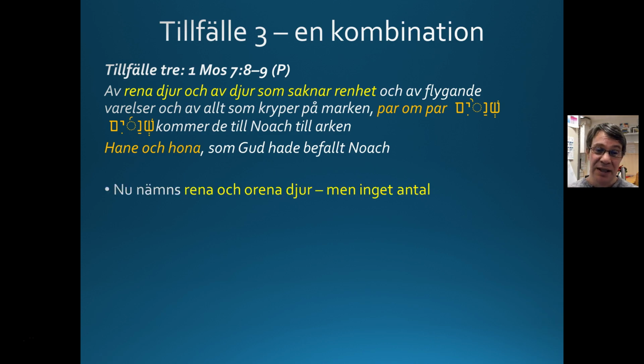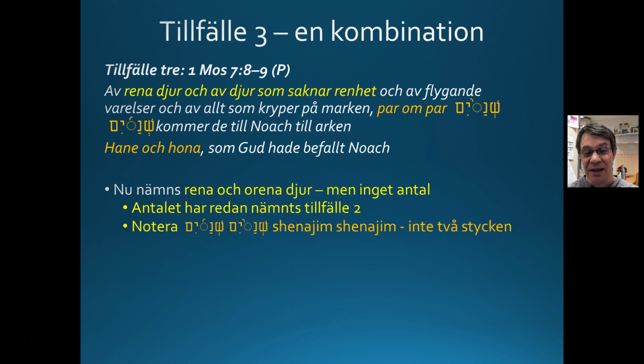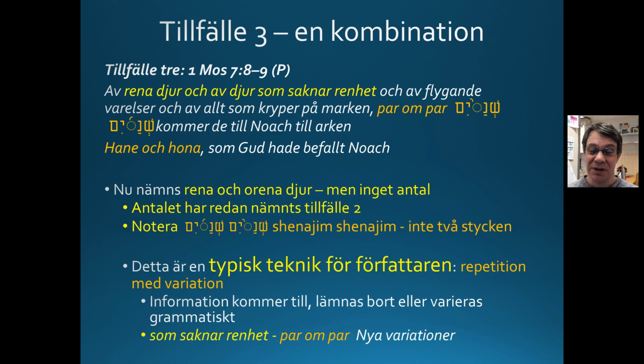Here is mentioned clean and unclean animals. But no number. Why is there no number? Why isn't it said 7, 7? The obvious answer to that, why would the writer tell it again? It has already been mentioned the second time with 7, 7 and shnaim. It doesn't need to. And this is a typical technique for the writer.